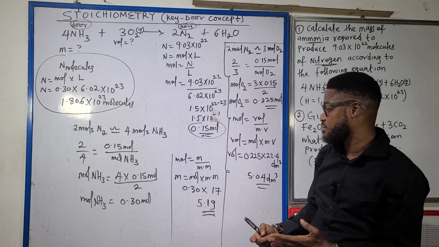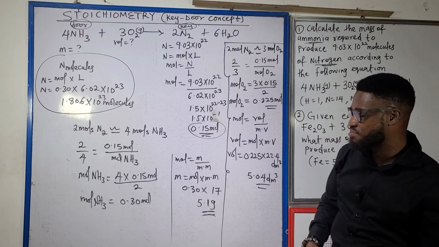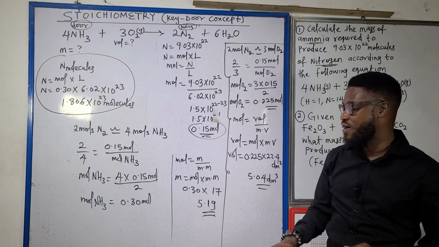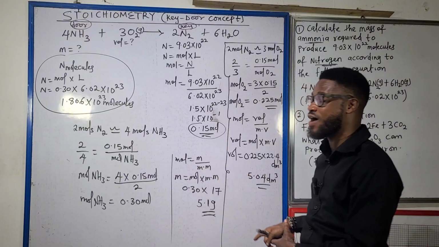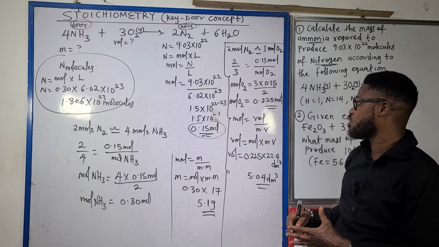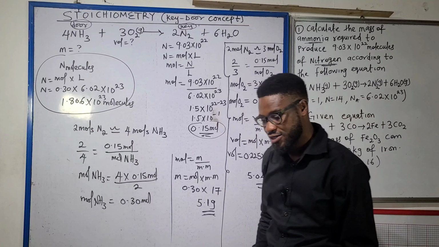If they want the answer in mole, you leave it as mole and you're done. But if they want it, let's say in mass, in volume, or in number of particles, then from mole you can convert to whatever the question wants you to do. It's pretty direct stuff.